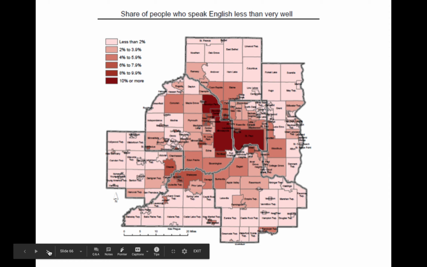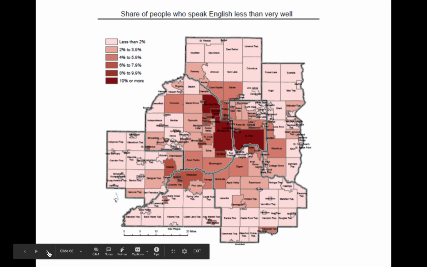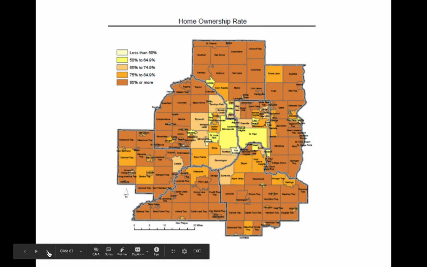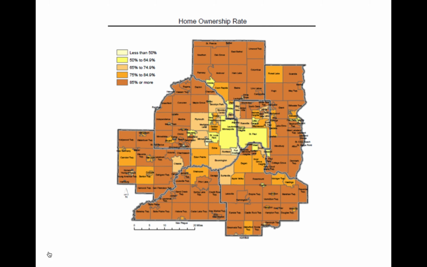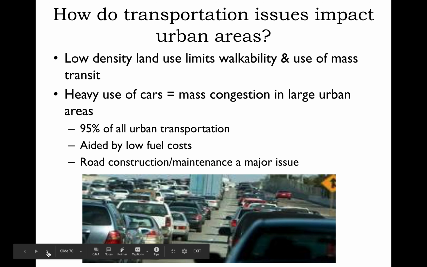All right, so we can look at language, and it also helps us look at the distribution of segregation. We can look at home ownership and how that leads to segregation of social classes. We can look at Cottage Grove. All right. Again, transportation issues. Smart plans, low density land, use walkability, mass transit, eliminate the use of cars.